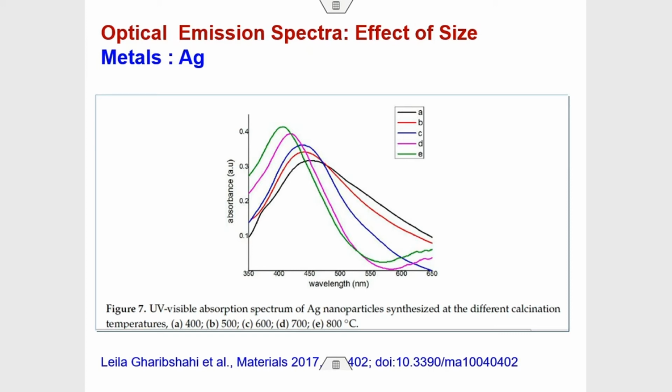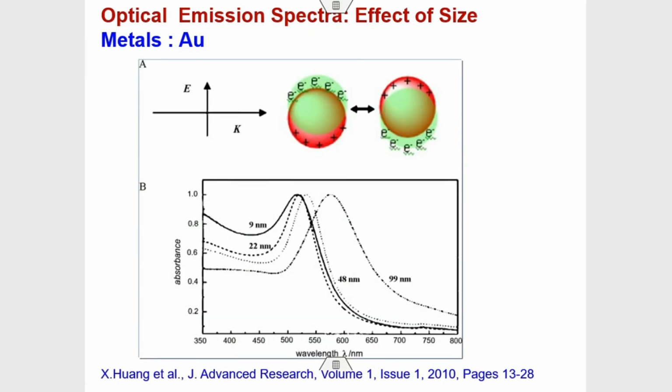Well, this is something to do with not the temperature, but the calcination temperature. So, this shift is basically because of size reduction. As the size gets reduced, a blue shift happens. The same thing has been seen in the case of gold also. You can see in 1948, 22 and 9 nanometer gold particles show strong optical emission spectra at different wavelengths, 600, 500 or maybe even less. So, this is very common. The question is, why does it happen? Let us talk about that.